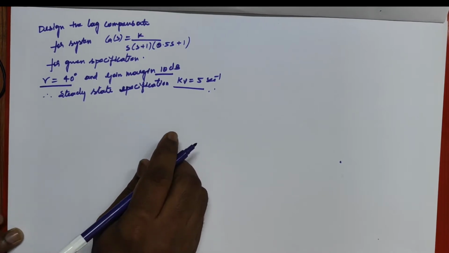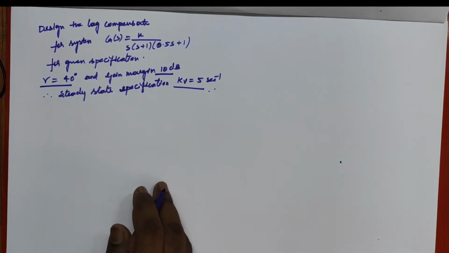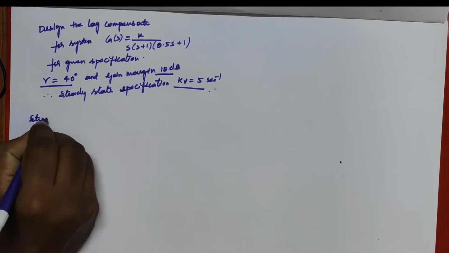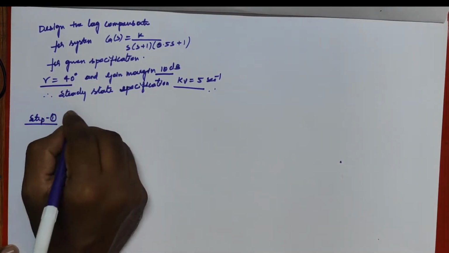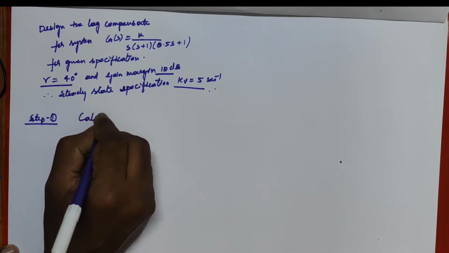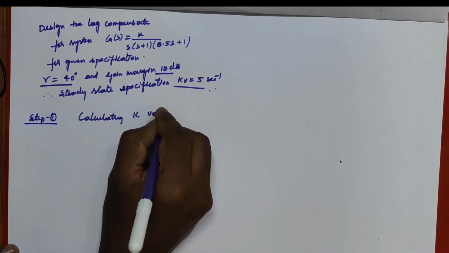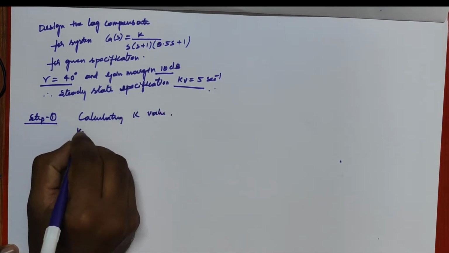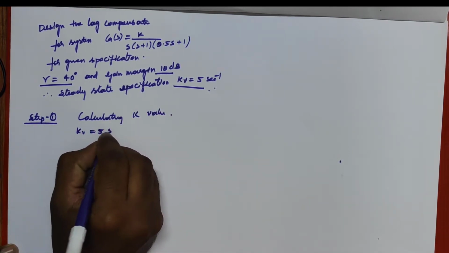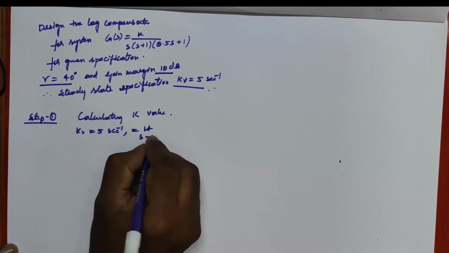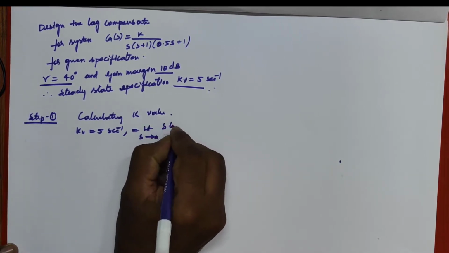For the design, we go to step 1. Step 1 is calculating the K value. For this we have Kv equal to 5 second inverse. By this we have the limit as s tends to 0 of s G of s.